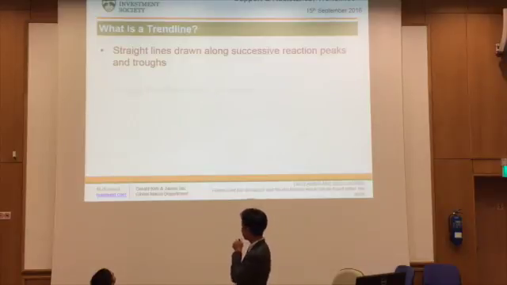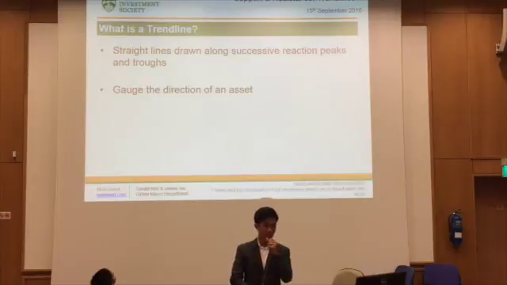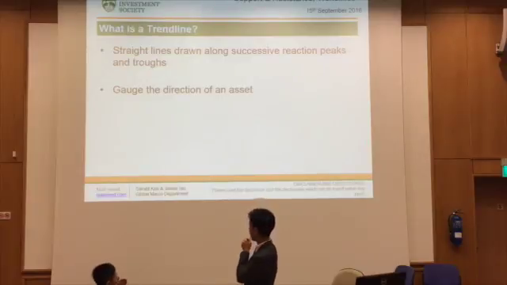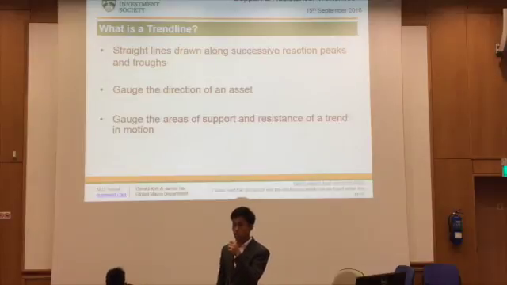So what does the trendline do? Basically, it indicates the direction of the asset. As long as an asset can be charted out, and as long as the price movement can be tracked, you can draw a trendline. So it just gives a general direction of the price movement. It also gives areas of support and resistance.